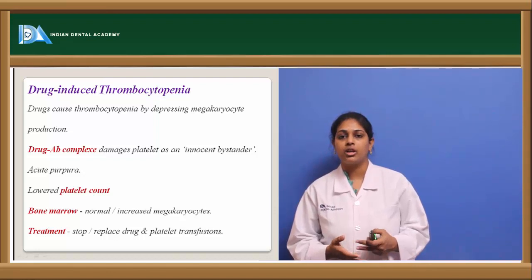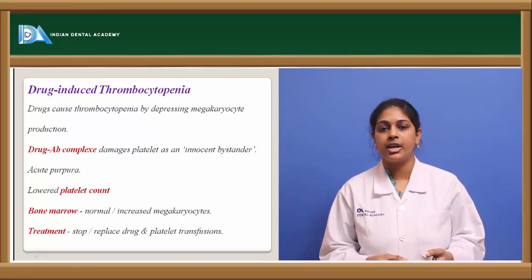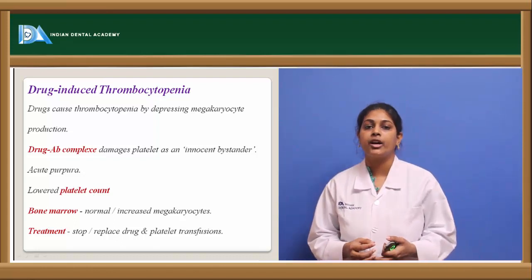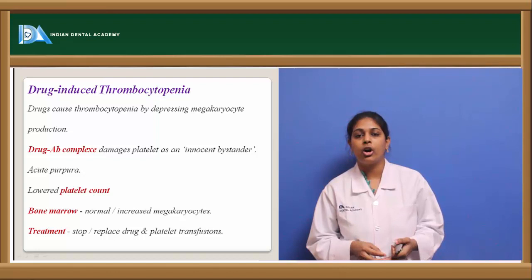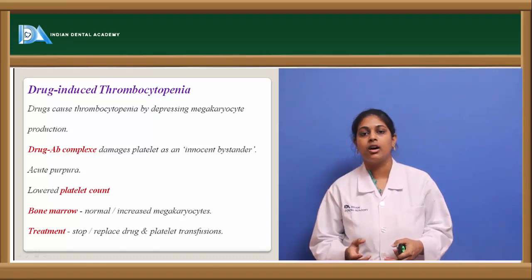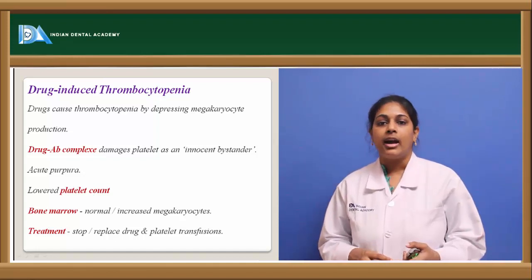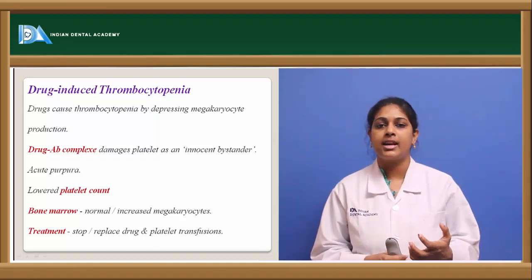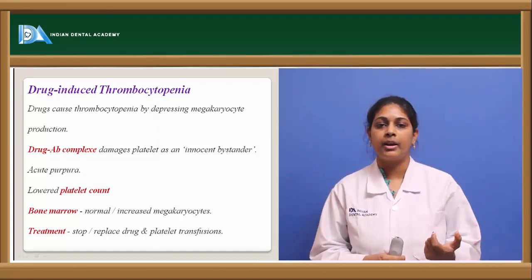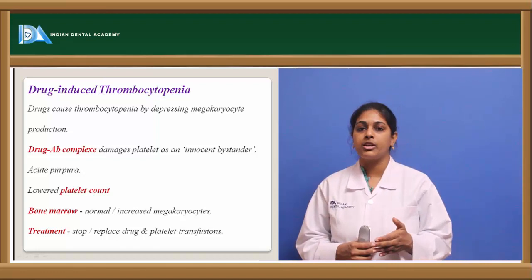In these drug-induced thrombocytopenic conditions, there is depressed megakaryocyte production. This is in turn because of the formation of a drug-antibody complex, which is usually formed when the drugs form antibodies against the platelets. These complexes damage the platelets, and the drugs are said to be innocent bystanders, because they do not have any direct effect on the platelets; rather they form antibodies against the platelets and result in drug-induced thrombocytopenia.